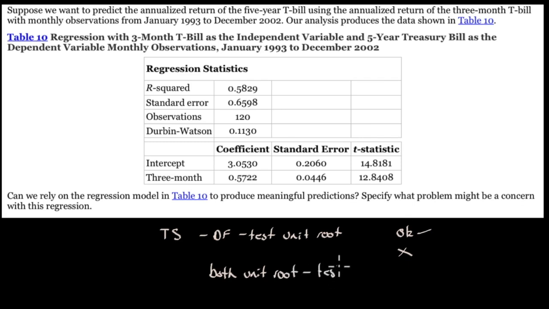You test for co-integration. And what do we want to find? We want to find co-integration. So if we find co-integration, we're good to go. If we don't find co-integration, we must stop. So what problem might be a concern with this regression? Either the big problem is one, but not the other, has a unit root, or they both have a unit root and they're not co-integrated.